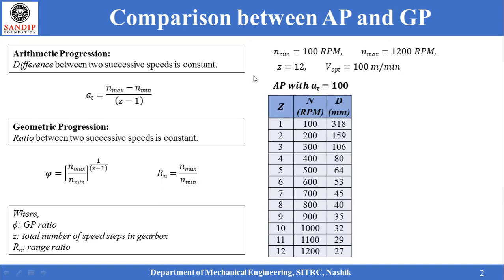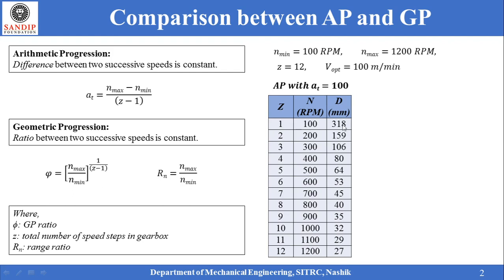Let us first design this gearbox considering arithmetic progression. Putting the values of Nmax, Nmin and Z, we get common difference a equal to 100. Thus, for 12 speeds, we can calculate the value of the speed. Also, if you see the third column, we can calculate the diameter which can be economically manufactured using this particular gearbox.